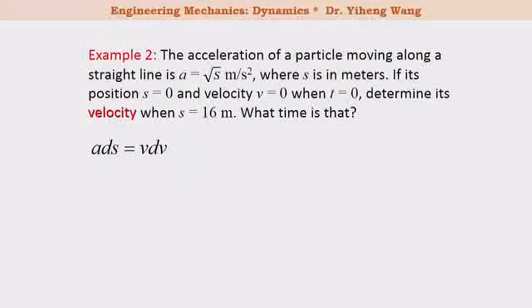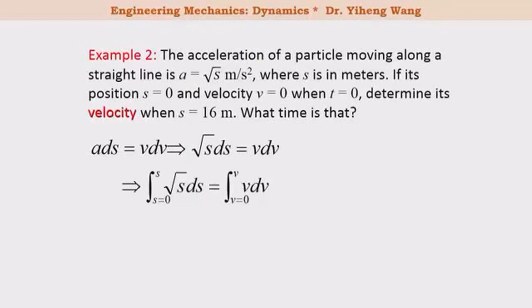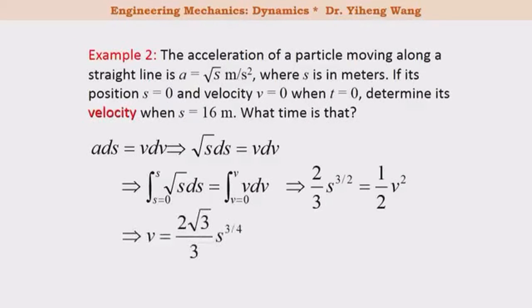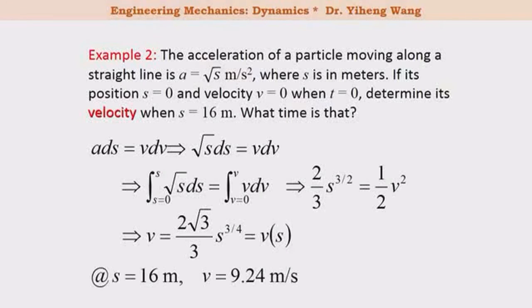So we start with this equation, substitute a with the position function, integrate both sides. Again, pay attention to the lower integration limits. These are from the initial condition information that's given in this problem statement. And after integration, we get this. Rearrange, and we get this, which is velocity as a function of position. And now we can evaluate that at position s equals 16 meters, velocity is 9.24 meters per second.